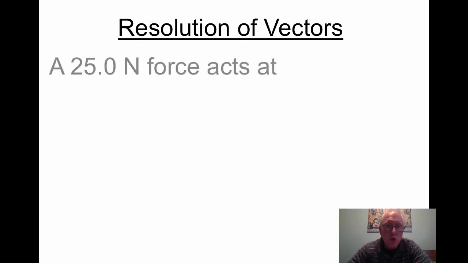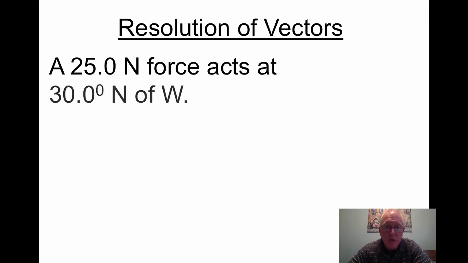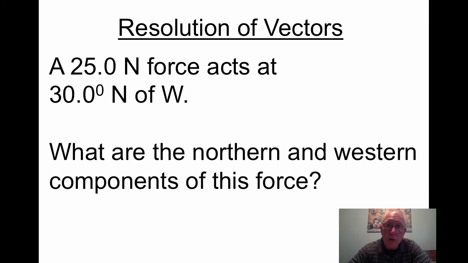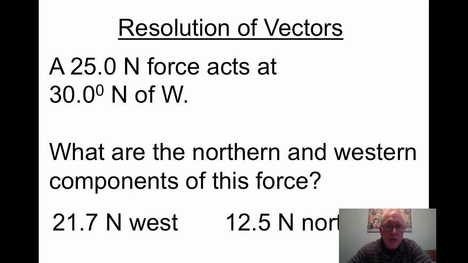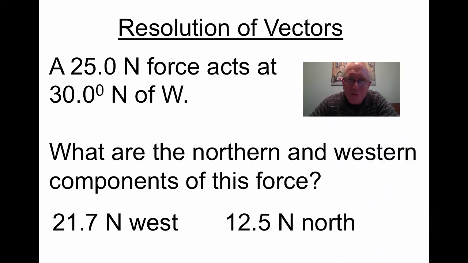So if you have a scenario like this one, 25 Newton force acting at 30.0 degrees north of west, my question is, what are the northern and western components of this force? What am I talking about? Well, I'm going to give you a diagram to represent this, and here it is. Well, first of all, here are the answers. So we're going to come up with these answers. Maybe even without the diagram, you know what to do. It is a trigonometry problem. But here's the diagram that I promised.